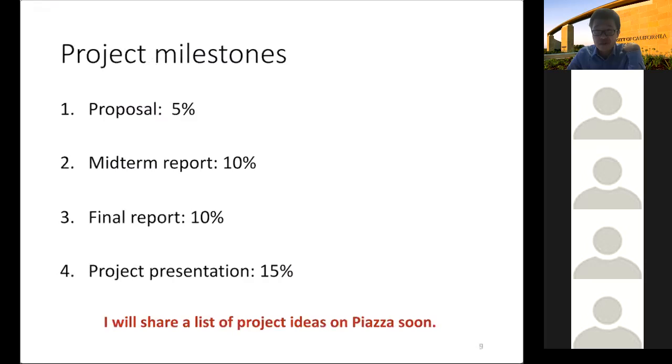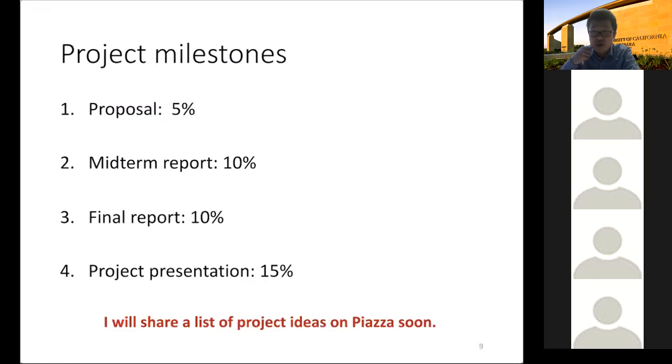Say the proposal, you should submit within the next 2 to 3 weeks, and the midterm report is due around mid quarter, before we start the last section of the course. All the specific dates of when these project milestones are due are already provided on the course website. For the proposal, a good rule of thumb is half a page to 1 page. Basically you describe what you're going to do, which paper you are reading, and what extension you're planning to do.